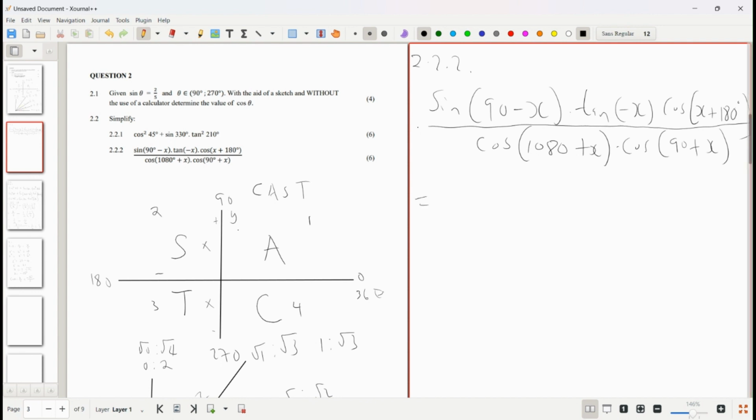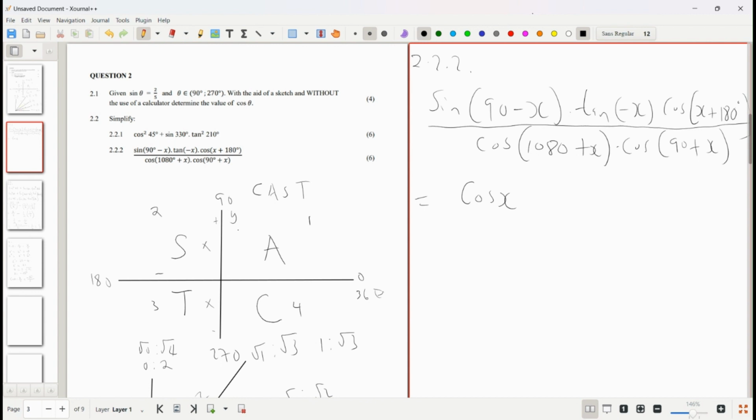So, okay, now we need to simplify this. Sine 90 minus x, we can see, is in which quadrant? It's on the first quadrant. So 90 minus x is somewhere here. So we know all the functions here are positive. And remember, sine is a co-function, right? So if we have sine 90 minus x, this can be written as cos x. Why? Because sine and cos are co-functions, right?